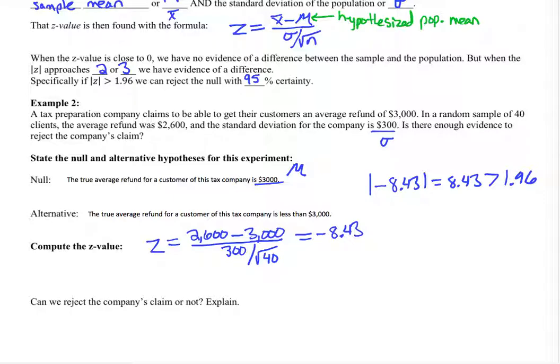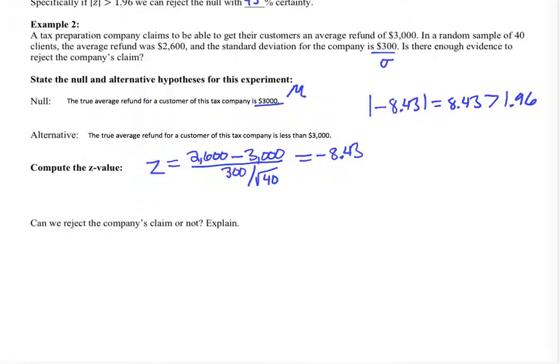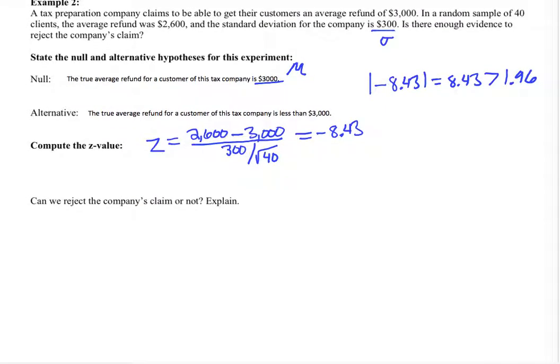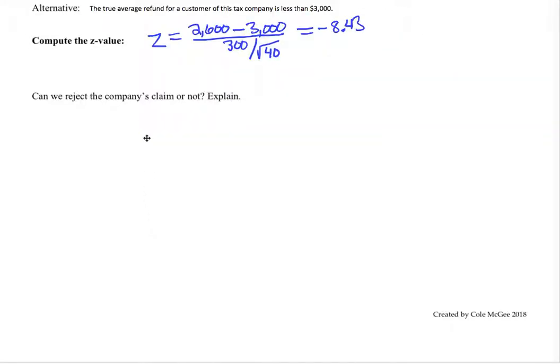So from that we can say that what we're seeing is really unusual. It's really unusual, if we look at 40 customers in this situation, for us to have a value for the average of $3,000. It's just basically not going to happen. That's basically saying it's impossible. So let's answer and finish up this example. Can we reject the company's claim?